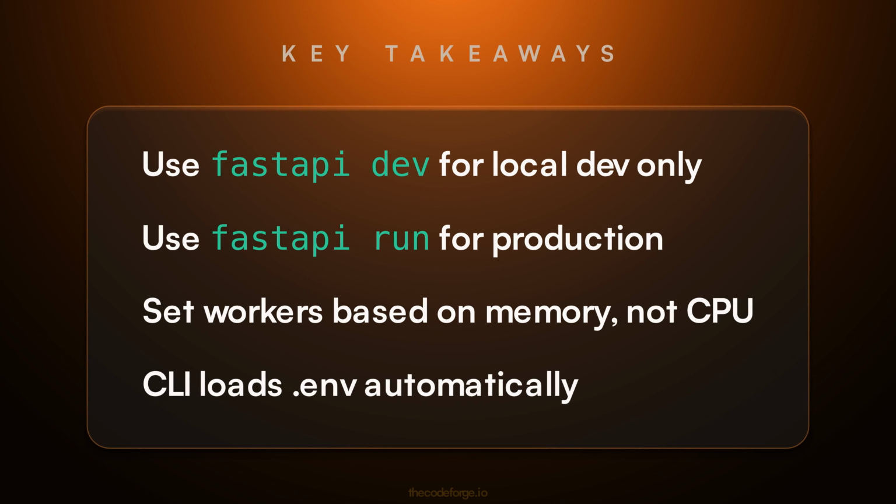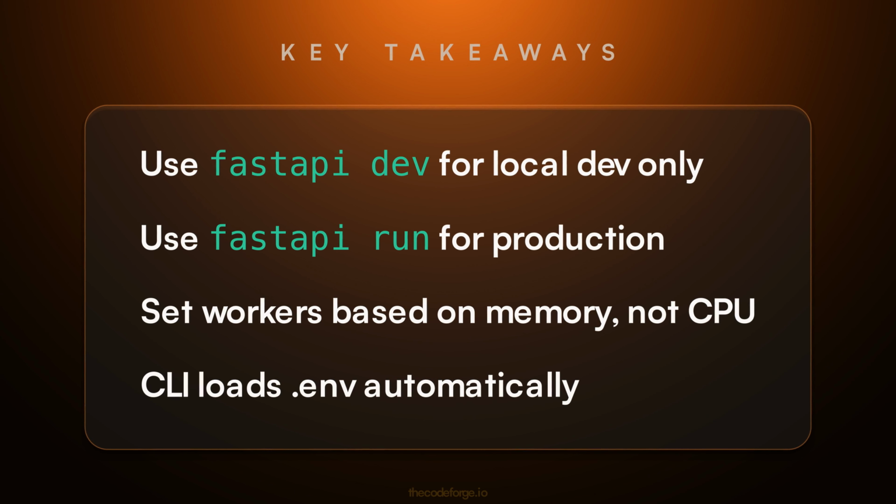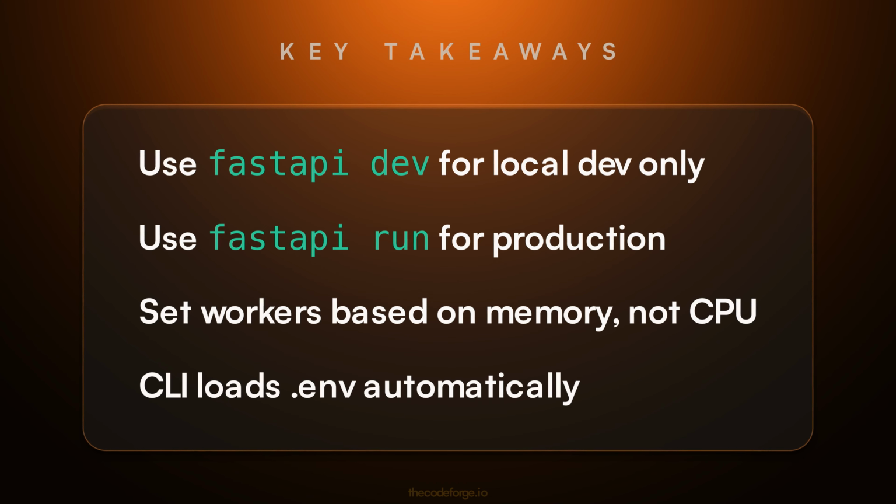To recap, use fastapi dev for local development with hot reload, never in production. Use fastapi run for production with appropriate worker counts. The CLI loads .env automatically. When you need advanced Uvicorn options, skip the CLI and use raw Uvicorn.